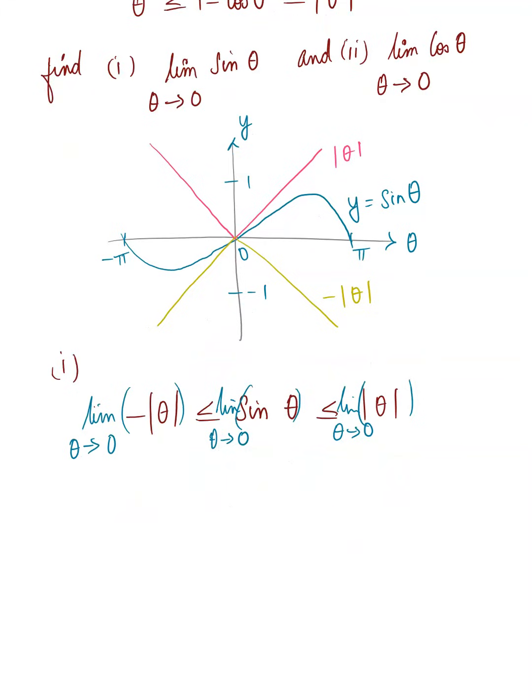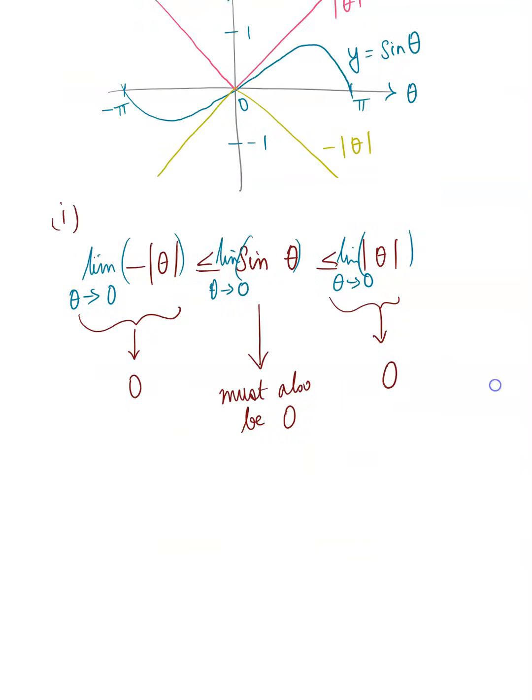And you can see from calculation, just plug in 0 there, right? For theta, that comes out as 0. This comes out as 0. So by squeeze theorem, this must also be, that's not a theta, that's a 0. Okay, that must also be 0. Okay, so then we can come here and write it more formally. Limit sine theta as theta approaches 0 is 0.